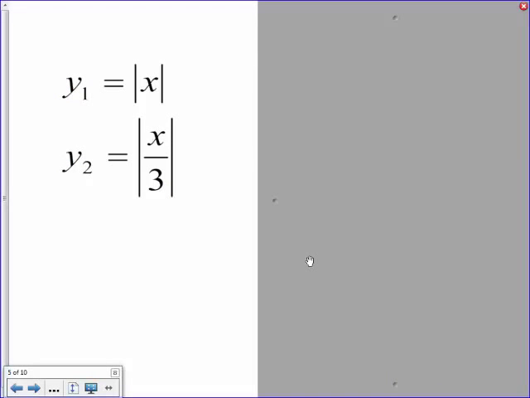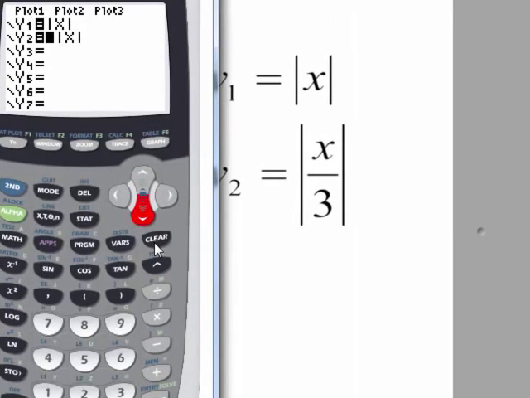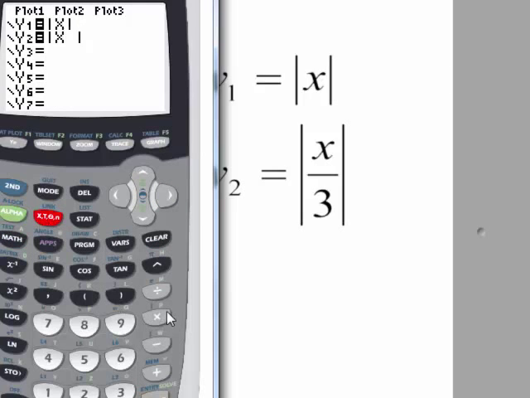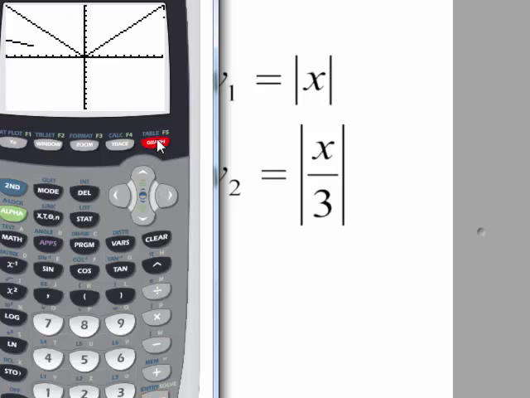But what if I did it to my x's? What if there's something done to my x's? Let's go ahead and graph these guys. So we'll get rid of that. So let's grab math, absolute value, x divided by 3. Enter. Okay, let's go graph that guy. So there's our parent function. There's our new one. So now it's stretched it horizontally.